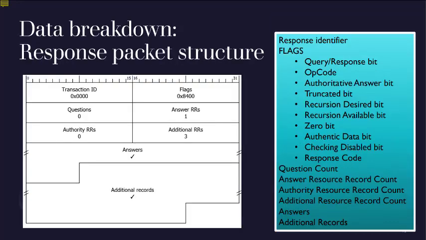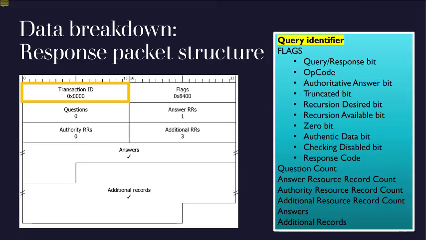And then this is the data breakdown structure of a response packet. Again, it's pretty much structured the same as the DNS packet structure, with just a few exceptions. Something to note with regard to the query identifier, the query ID, is that that ID must match the ID from the query message.